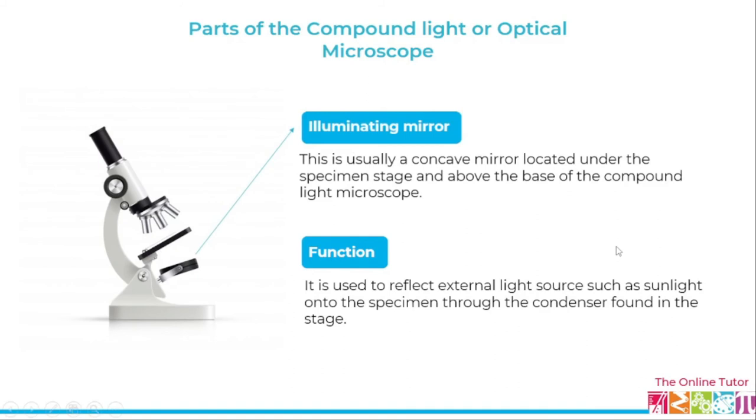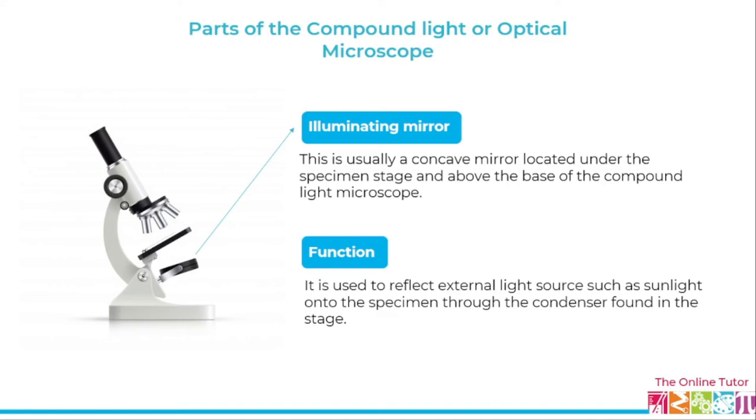The illuminating mirror or the reflecting mirror. Now, this is usually a concave mirror located under the specimen stage and above the base of the compound light microscope. The function: it is used to reflect an external light source, such as sunlight, onto the specimen through the condenser found under the stage. So what the mirror does is direct an external source of light or sunlight onto your specimen through the condenser found under the stage of the microscope.